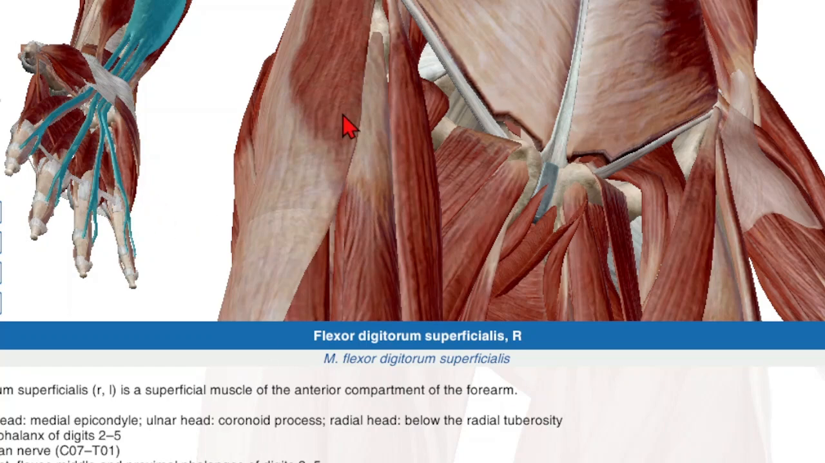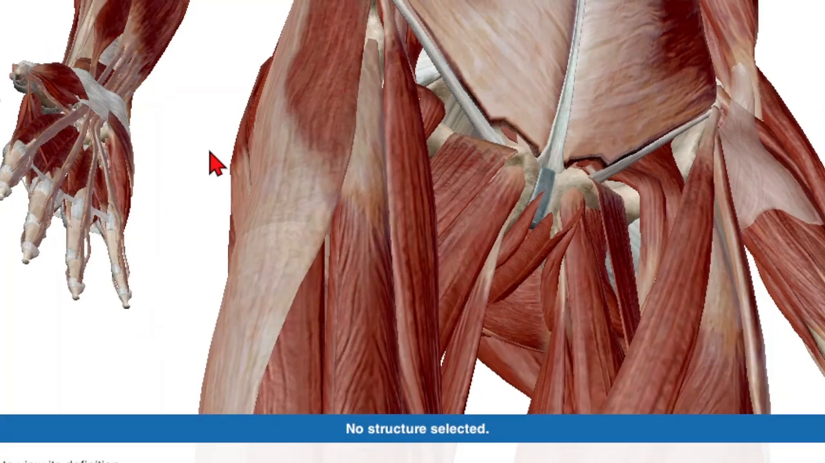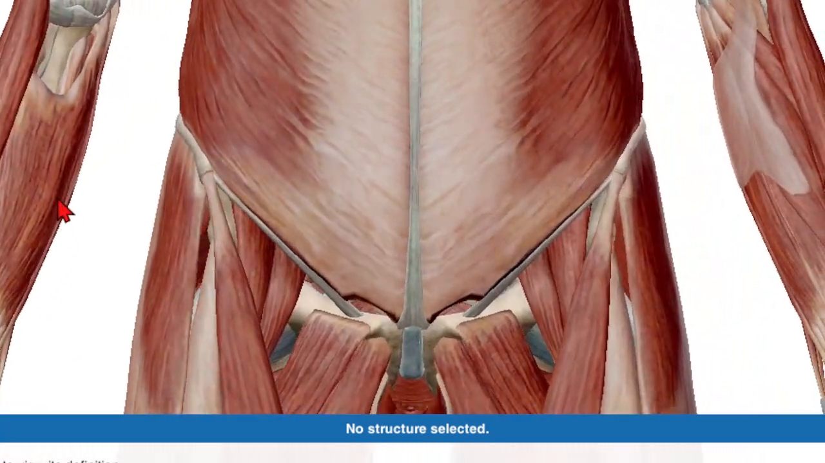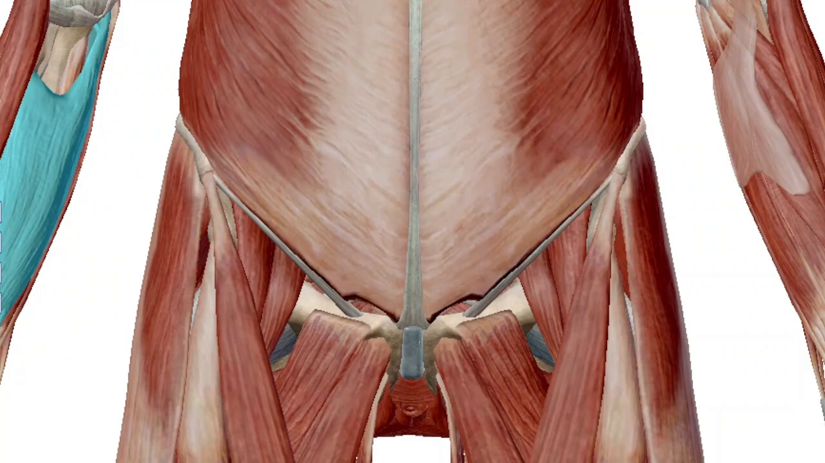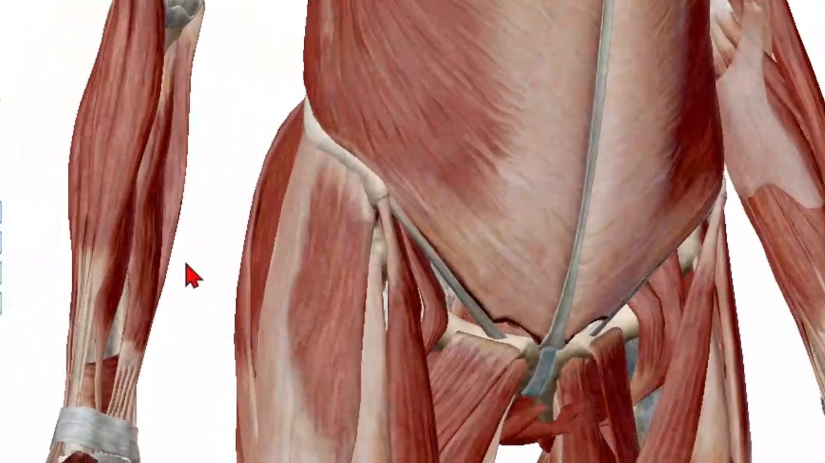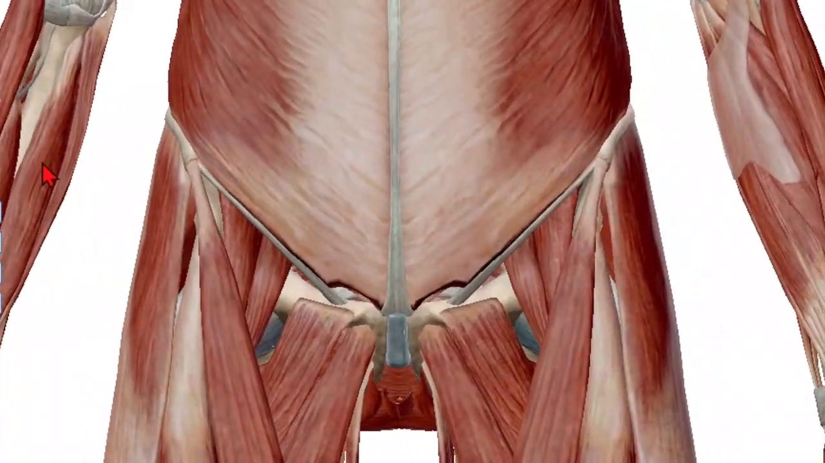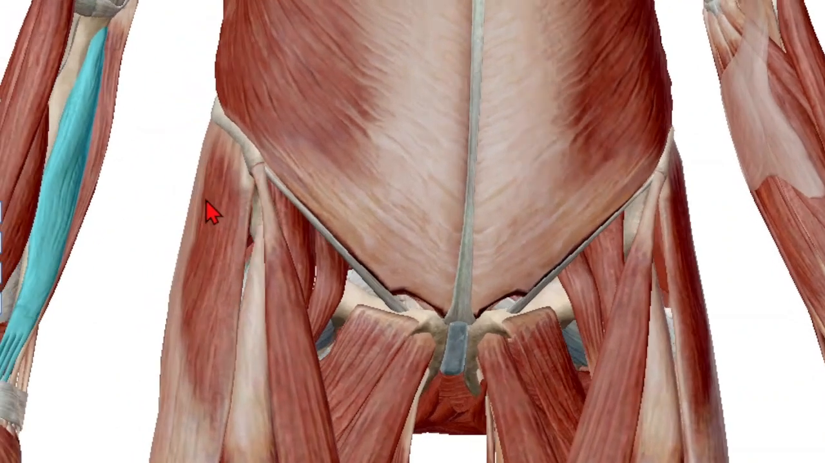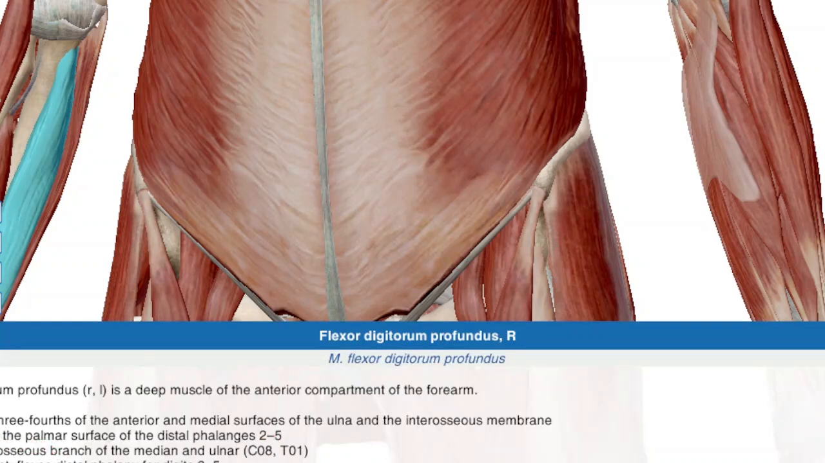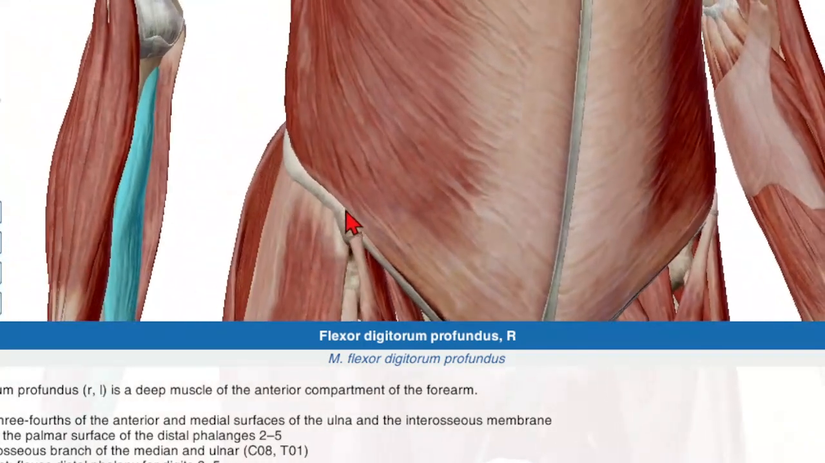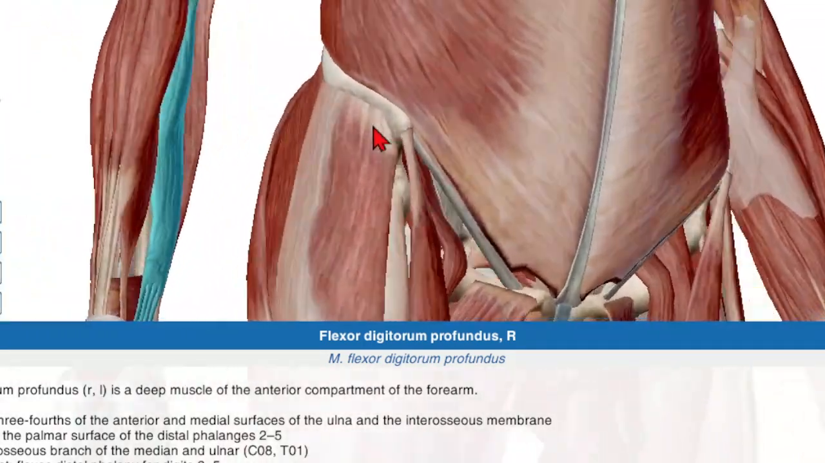Okay. Now after this you can see the flexor digitorum superficialis. This is the flexor digitorum superficialis. Remove it, and below this you will see another muscle called the flexor digitorum profundus, and it has only one origin, the proximal three-quarters of the anterior and medial surface of the ulna and the interosseous membrane. It also arises from the interosseous membrane and the ulnar side.